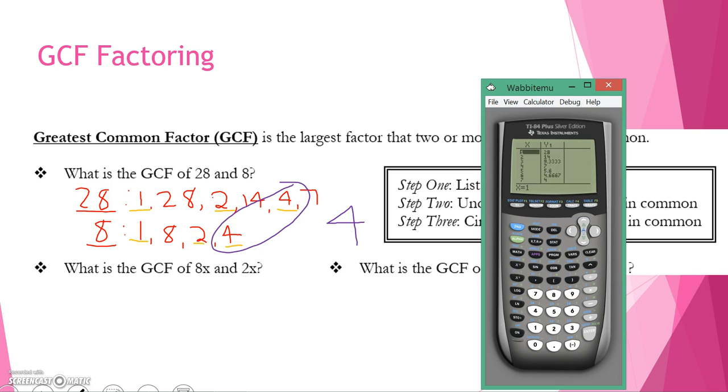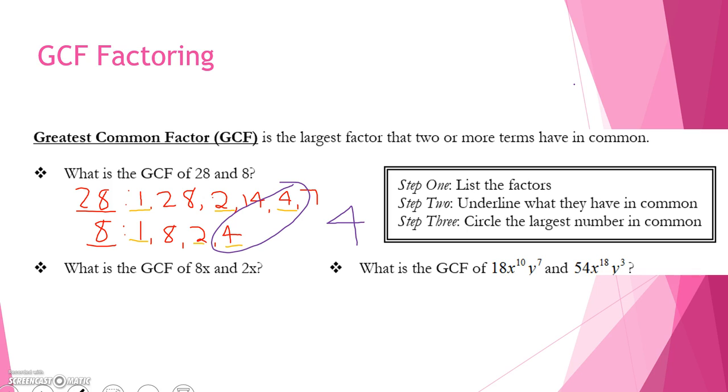So there's our 1 and 28 that we wrote down first. There's the 2 and the 14, 4 and 7. You want to ignore all the decimals. So if you're not good at mental math, you can use that, and we'll be using that a lot more. All right, let's try the next one, GCF of 8x and 2x.